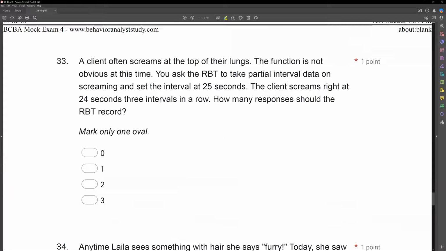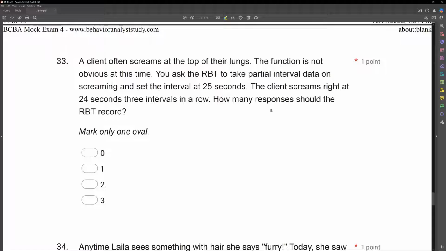33. Client often screams at the top of their lungs. Function is not obvious at this time. You ask the RBT to take partial interval data on screaming and set the interval at 25 seconds. Client screams right at 24 seconds, 3 intervals in a row. How many responses should the RBT record?